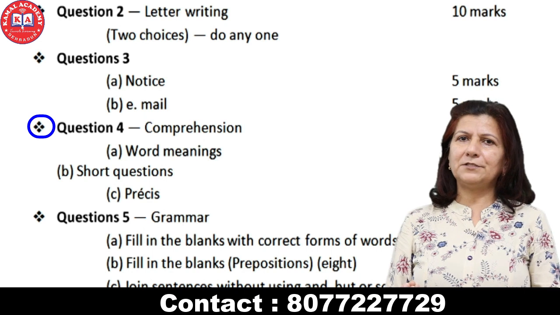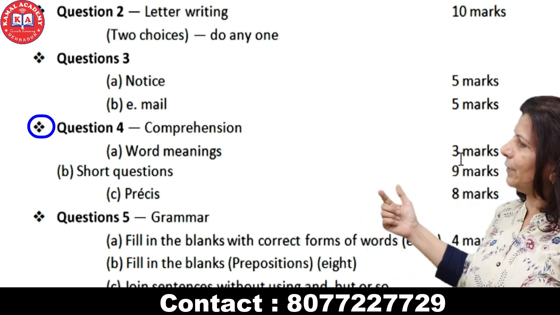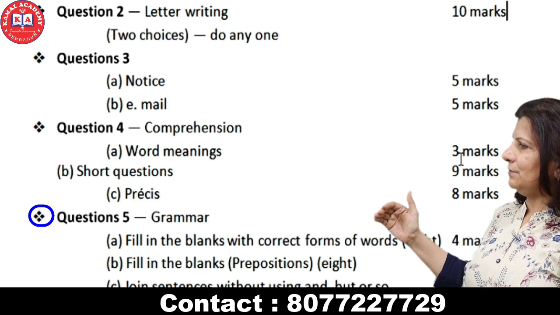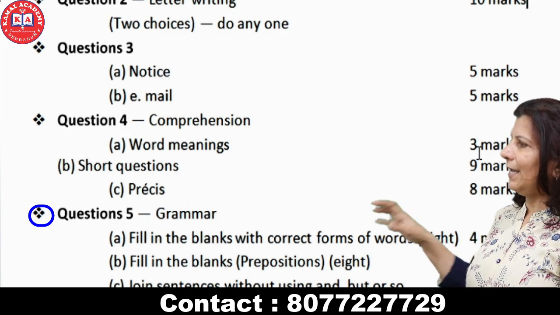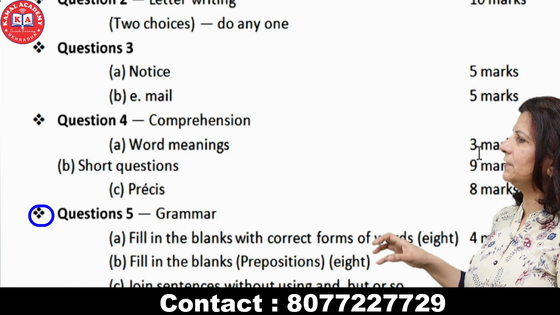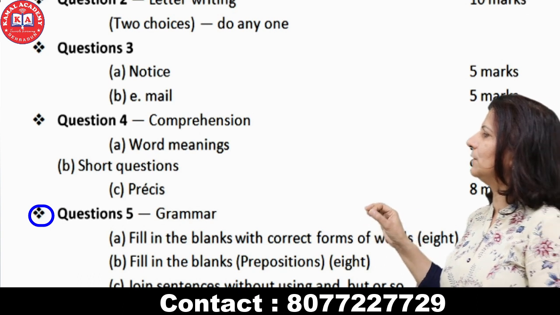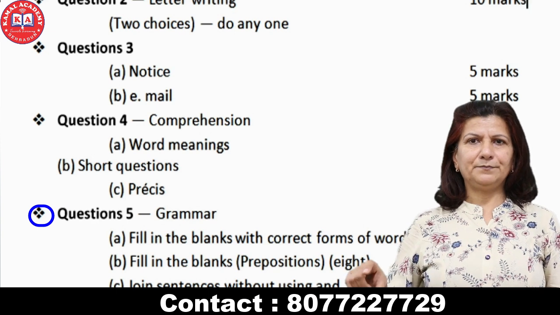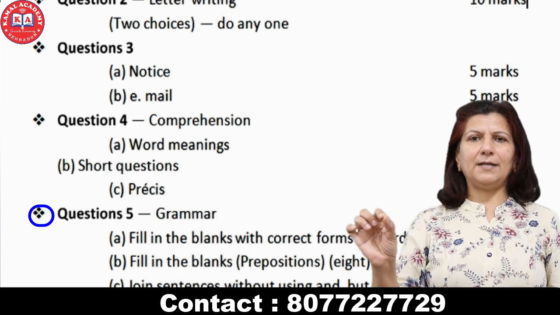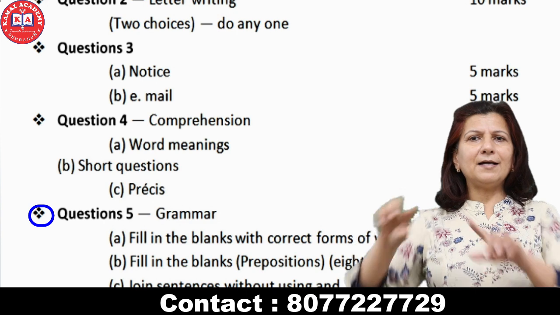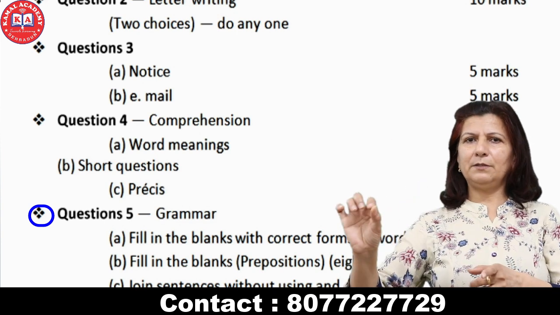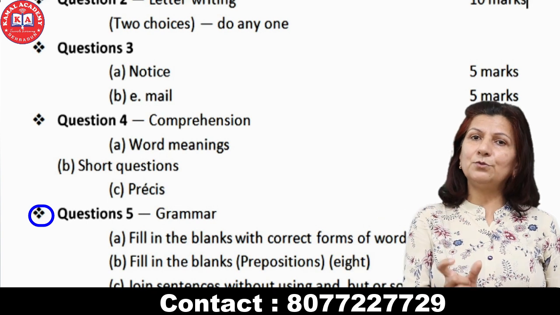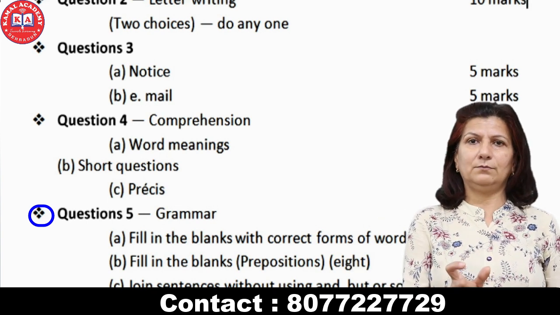That was comprehension. Moving on to the last question, which is grammar. This grammar section is divided in 4 parts, A, B, C, D. The first one is fill in the blanks with correct form of words. A passage will be given. The passage will have some blanks. Along with the blanks, there will be some brackets and a word will be written in the bracket. That word you have to use in the correct form.